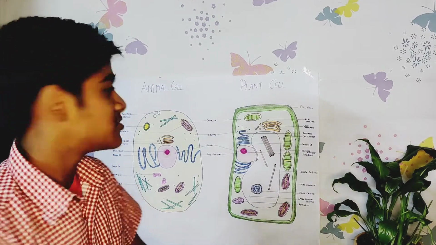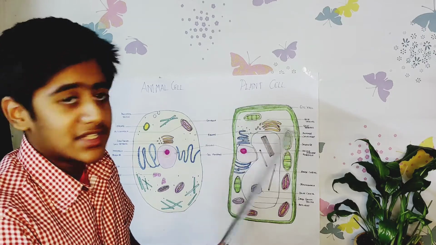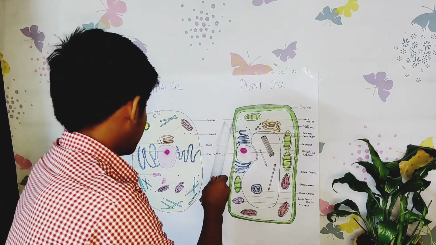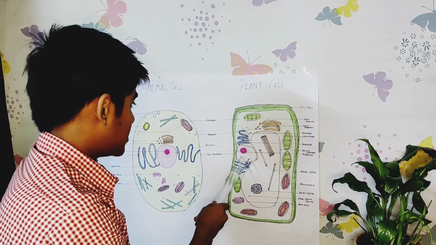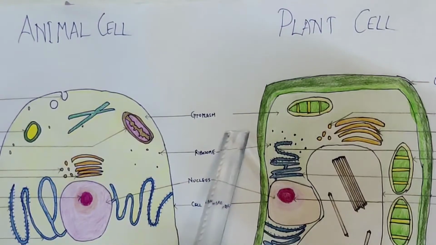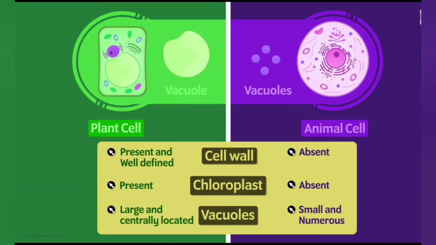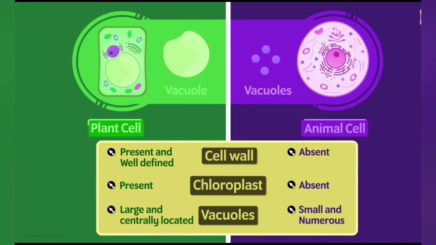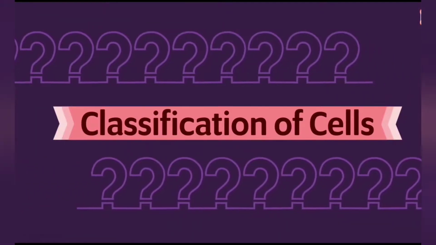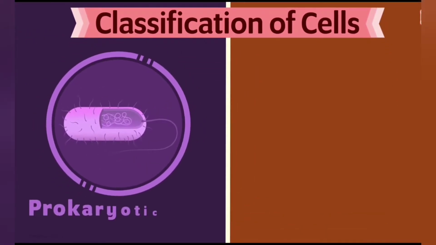Now let's go through the similarities. In all the cells, not only this animal cell and plant cell, there are 4 common features. These common features are cytoplasm, ribosome, nucleus, and the cell membrane. All the cells will have these 4 things: cytoplasm, ribosome, nucleus, and cell membrane. This was just the difference between plant and animal cells. That is not the way cells are classified. Then how do we classify the cells?